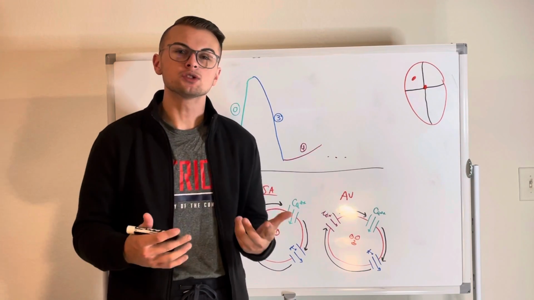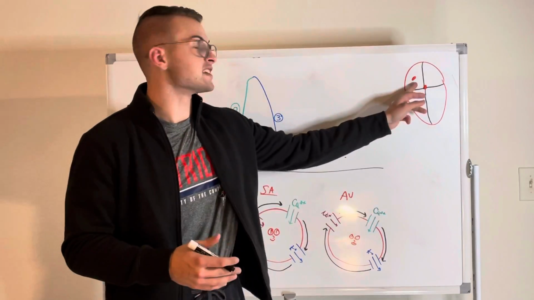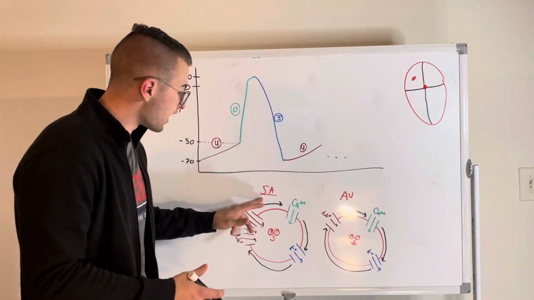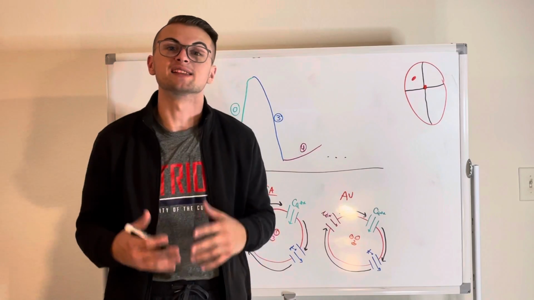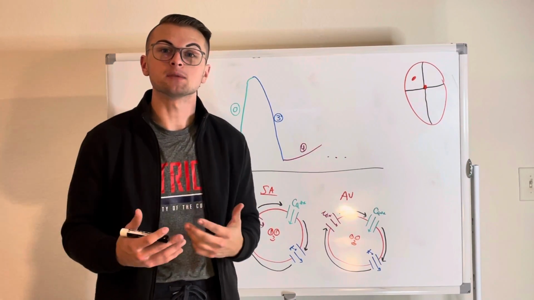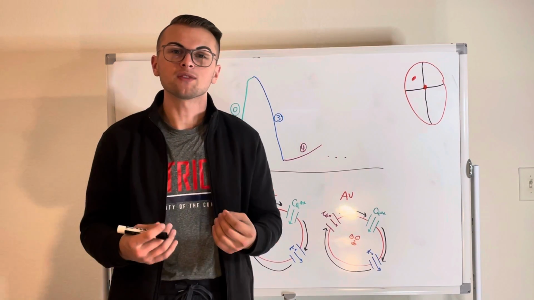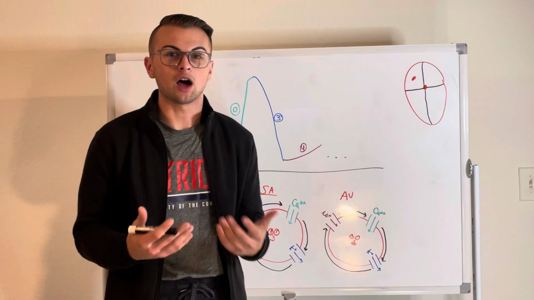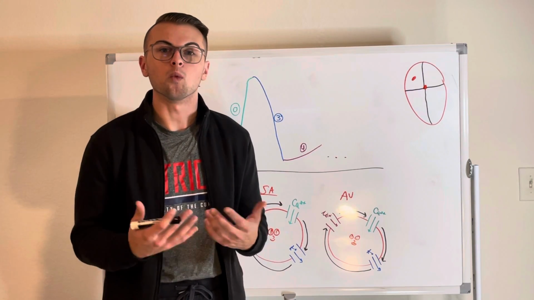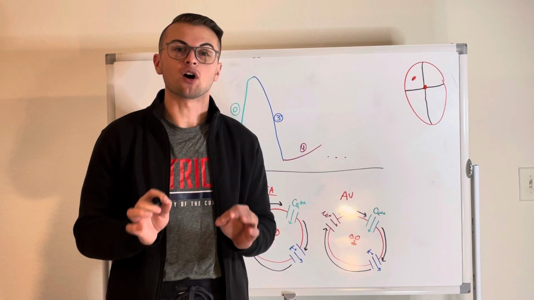So who's the most important player in the electrical game? Well, it's the SA node. It sits in the posterior wall of our right atrium, and it's famously known as the pacemaker of the heart. But what if I told you that the heart has a lot of pacemaker cells? Well, what makes this one the king? Why does this one get to lead the heart?